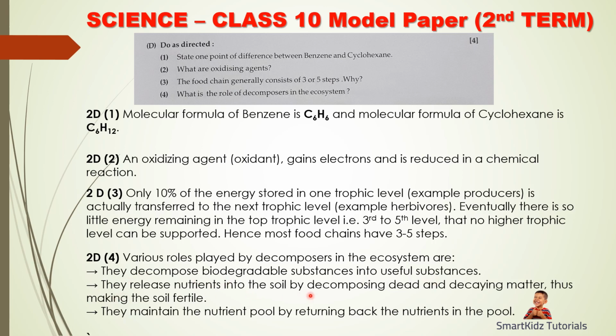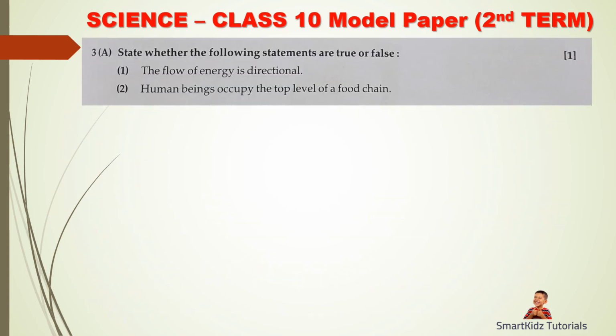They release nutrients into the soil by decomposing dead and decaying matter, thus making the soil fertile. They maintain the nutrient pool by returning the nutrients to the pool. So that's all that they do. But they have a very important role in recycling the nutrients, in returning the nutrients back to their origin, that is the soil. From the soil it goes to the plants and then moves on to the higher trophic levels.